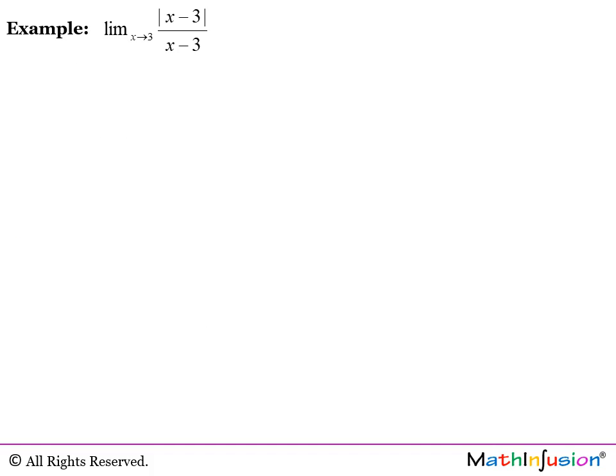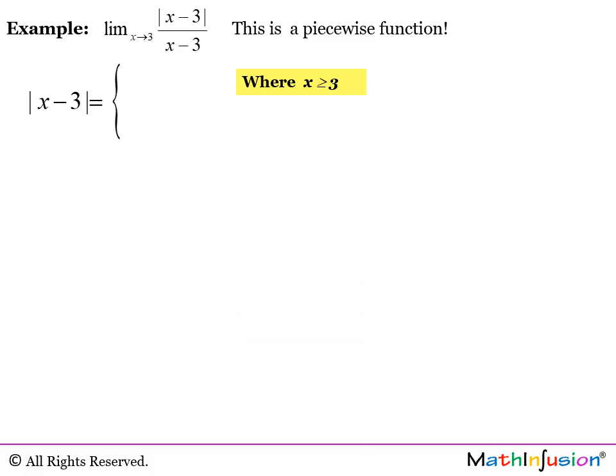Example: the limit of the absolute value of x minus 3 over x minus 3 when x approaches 3. This is a piecewise function, but it's enough just to break down the absolute value of x minus 3. We know that this is itself, x minus 3, where x is more than or equal to 3. And when x is less than 3, it is the opposite of x minus 3.